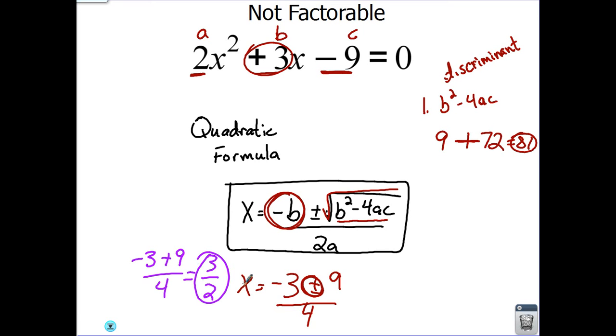Your second answer, okay, that was the plus. Now let's do the minus. Your second answer is negative 3 minus 9 divided by 4. So we can divide that one. Negative 3 minus 9 is negative 12. Negative 12 divided by 4 is negative 3. There's the second answer.